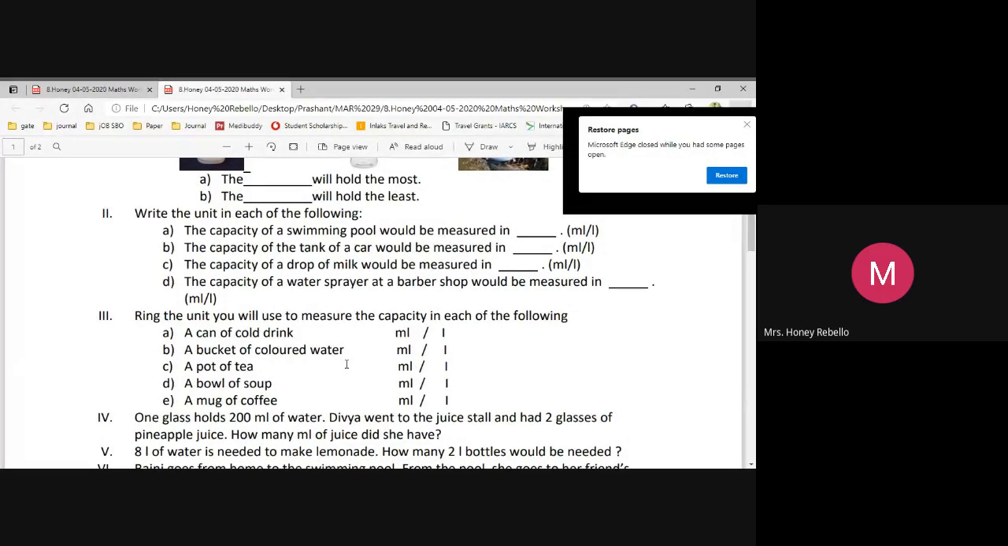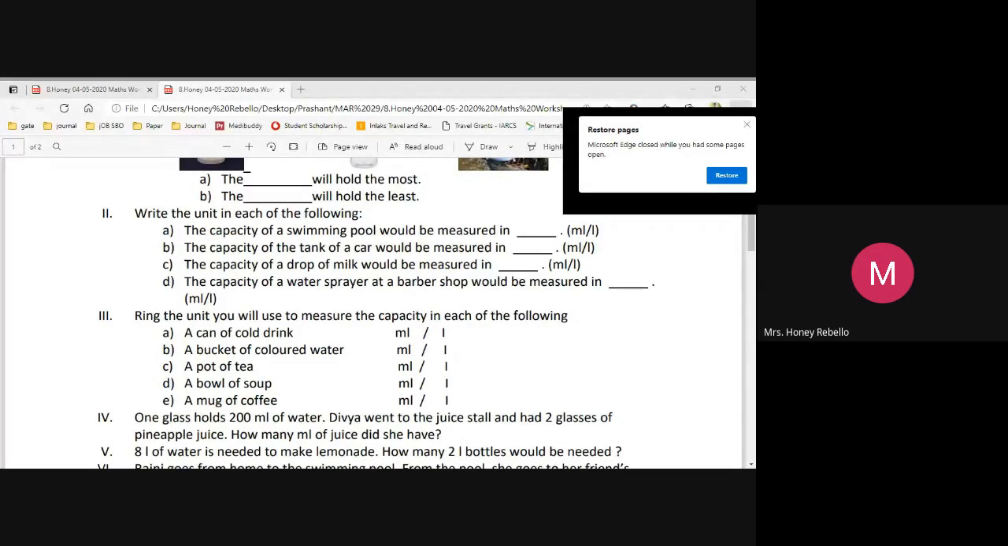Sachin, are you present? Okay, listen to me. Capacity, second, Roman numeral 2. The first question: the capacity of a swimming pool would be measured. You know, how big the swimming pool is. You can imagine a swimming pool. Can you measure it with milliliter?